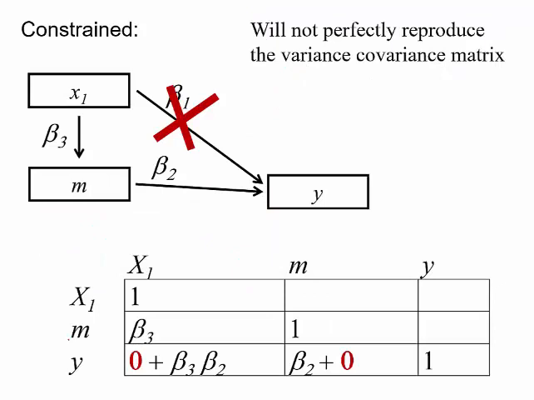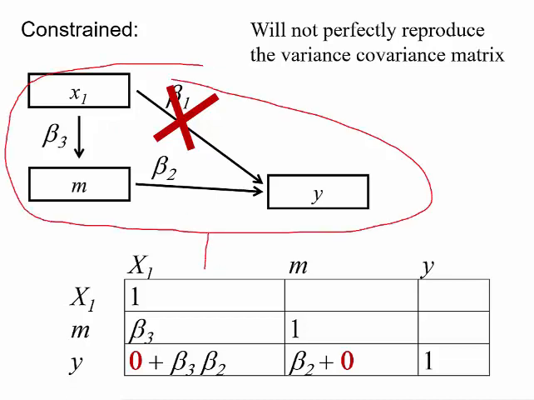Now, if I put constraints on my model and have positive degrees of freedom, that's where things get really interesting. Because if I try to use the beta weights in my model to reproduce my variance covariance matrix, and there are constraints on my model, then I'm not going to be able to perfectly reproduce that variance covariance matrix. There'll be some error in my attempts to recreate it. So I cannot perfectly reproduce a variance covariance matrix if I have constraints on my model.